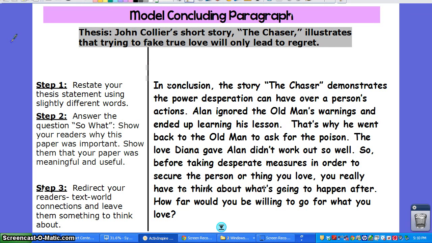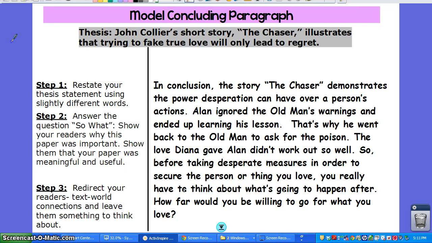Alright, so let's look at those steps all put together into one sample concluding paragraph. Again, this comes from the essay I've been modeling for you in all the videos, and my thesis was that John Collier's short story, The Chaser, illustrates that trying to fake true love will only lead to regret.